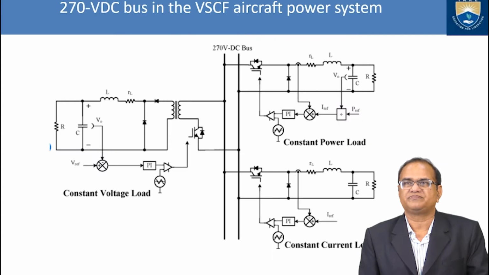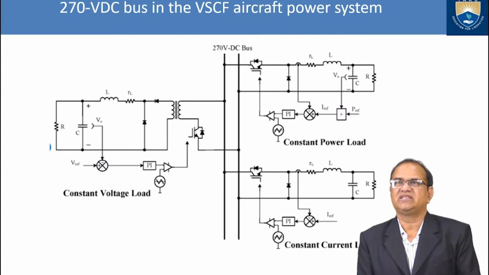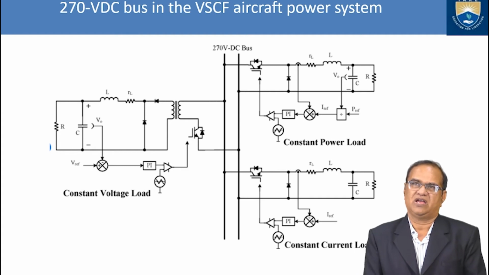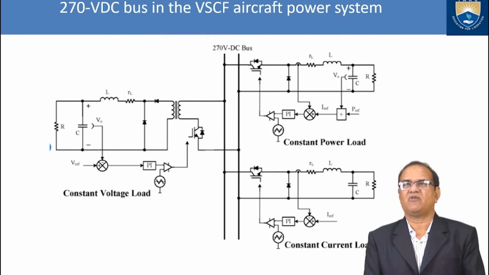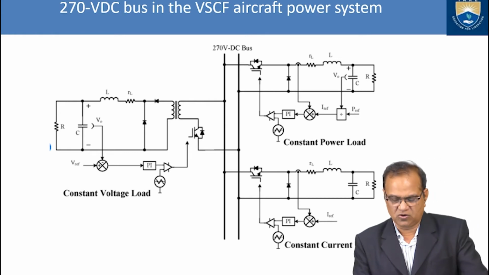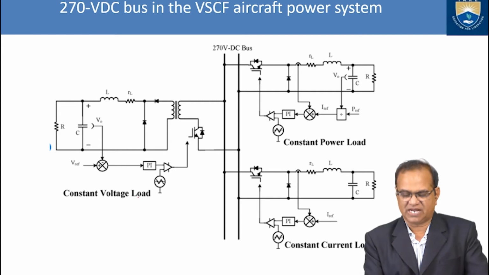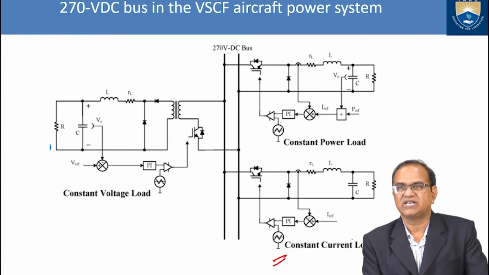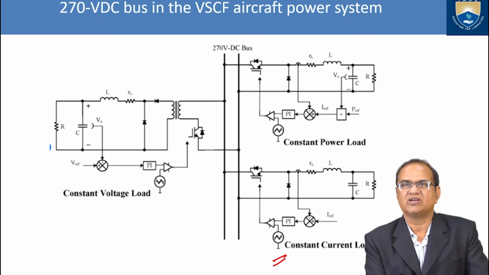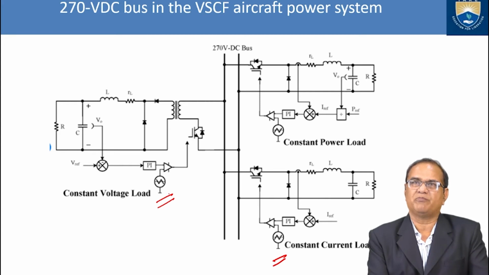Okay, so here is the 270 volt DC bus in the VSCF aircraft power system. You can see here a constant current load and a constant voltage load. There are two things here: this is the constant current load, and here is the constant voltage load. Both types of loads are on the 270 volt bus.